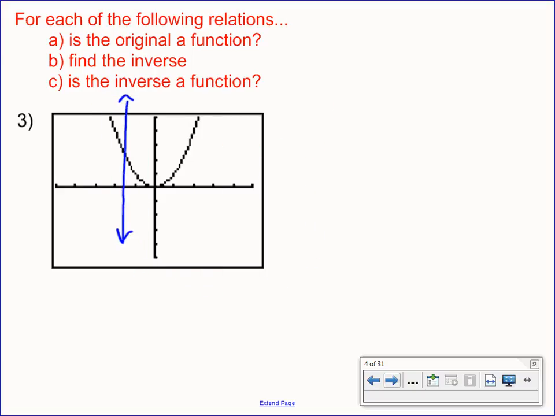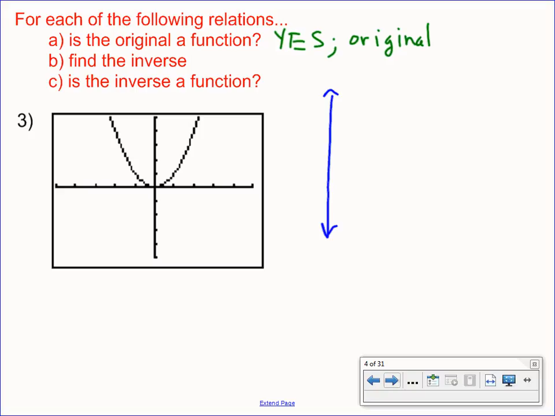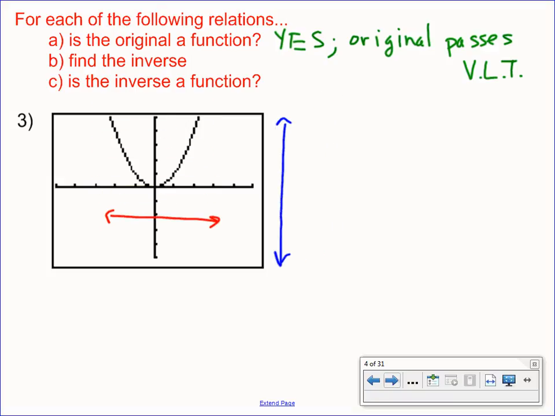So thank you for bringing that up. Look at here, we've got our original. Our original passes the vertical line test, and so yes, the original passes the vertical line test. However, we can already tell whether or not the inverse will be a function before we even find it if we were to do the horizontal line test. If we did the horizontal line test, does the original pass the horizontal line test, Heather? No. And so, is the inverse a function? No, the inverse won't be a function.